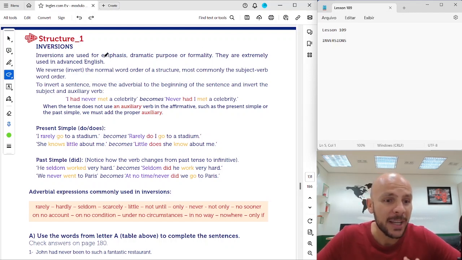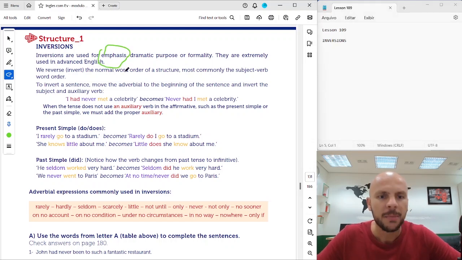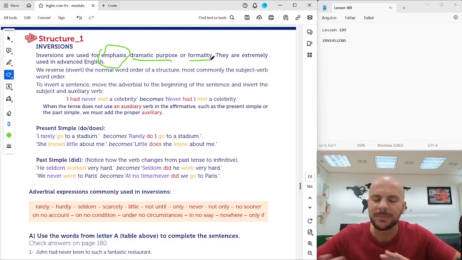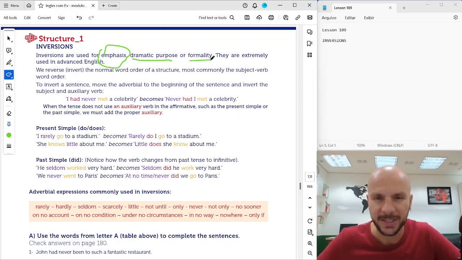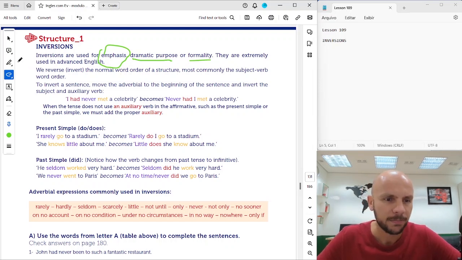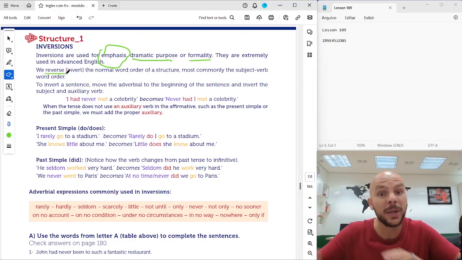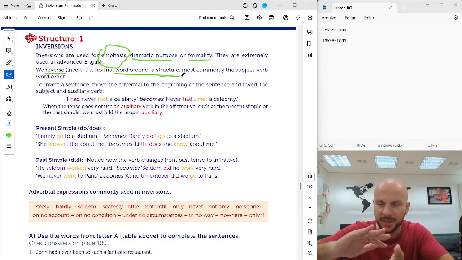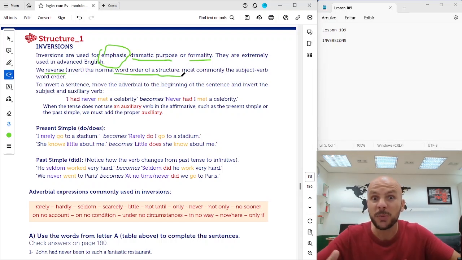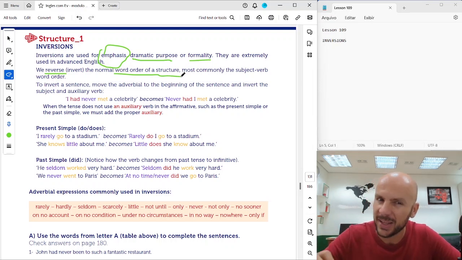So inversions are mostly used for emphasis, okay? But also for dramatic purpose or formality. But in 80% of the cases, inversions are used for emphasis, and they are used extremely often in advanced English. So we reverse, or invert, the normal word order of the structure. We have to invert the structure to show that we are putting emphasis on that sentence, okay?